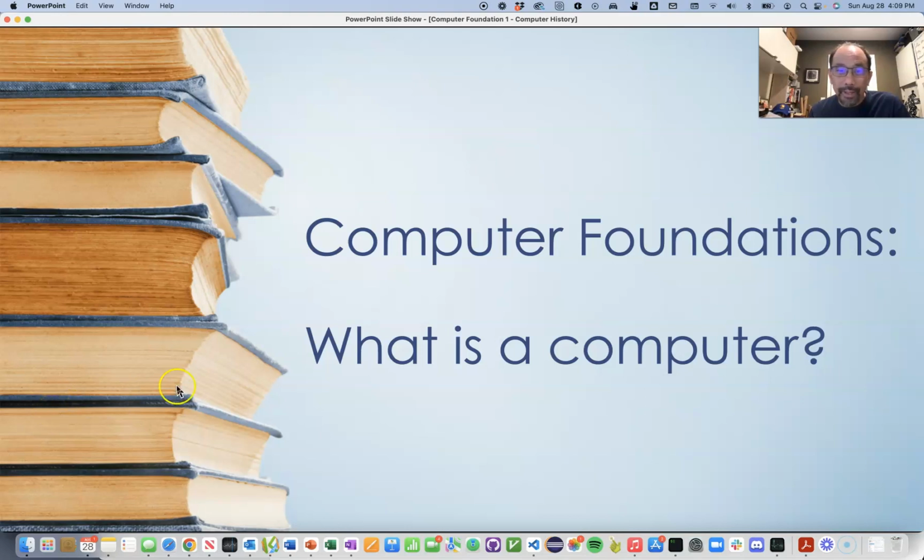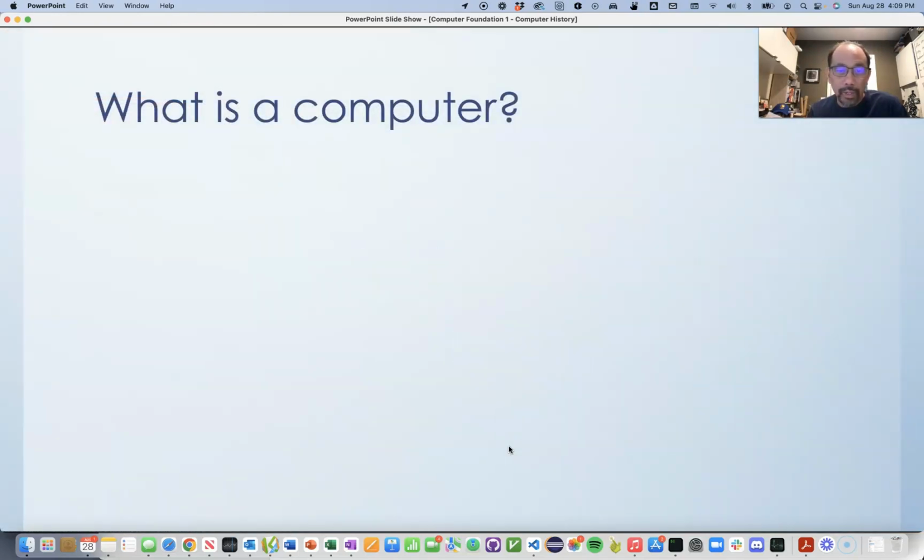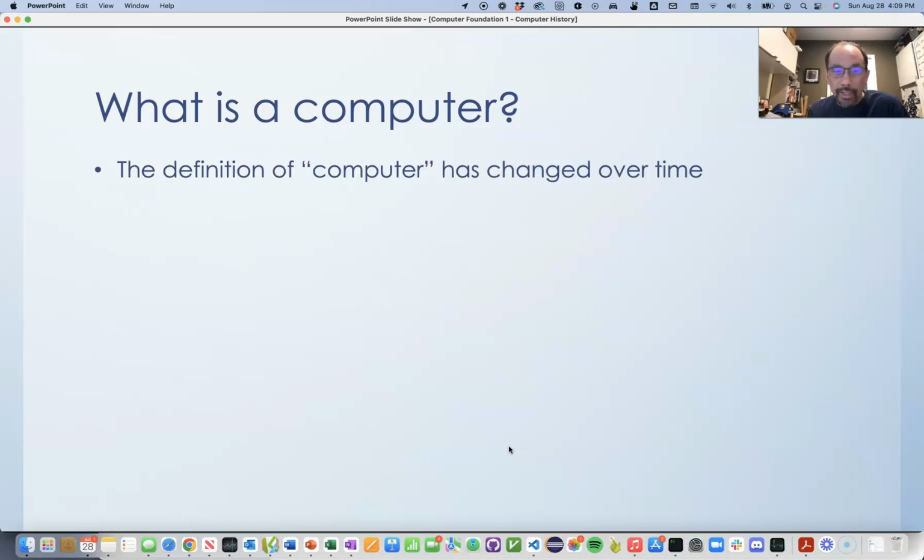Hello class, we're going to be starting this year by looking at what is a computer. Before we get into programming, I want to have at least some basic idea of what a computer is at all. So we're going to start with that question, what is a computer? And even this word computer has really changed over time.